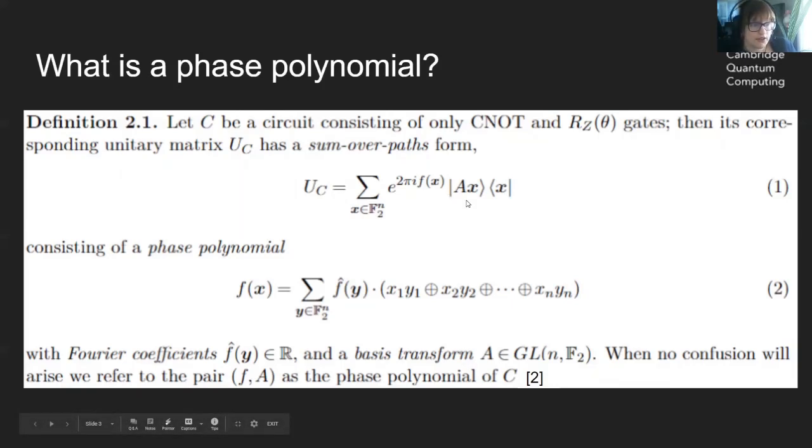For completeness, the vector x describes the qubits in the circuits, and the function f of x describes on which combination of these qubits, denoted by the Boolean y, basically which combination of these qubits need to be XORed together, so at which parities need to be obtained before rotating it f hat degrees over the z-axis. And then the basis transform A describes which parities need to be obtained at each qubit in the output.